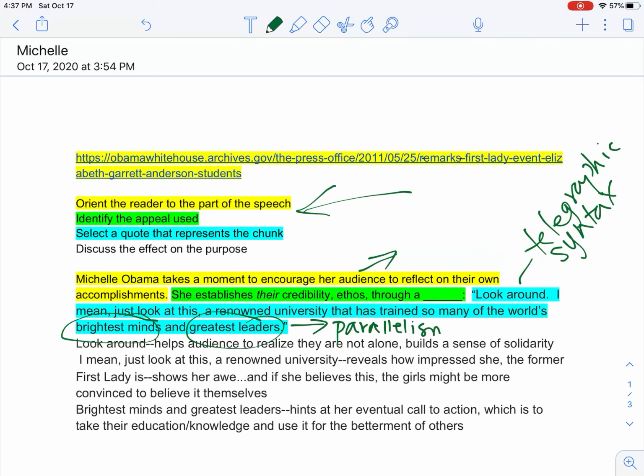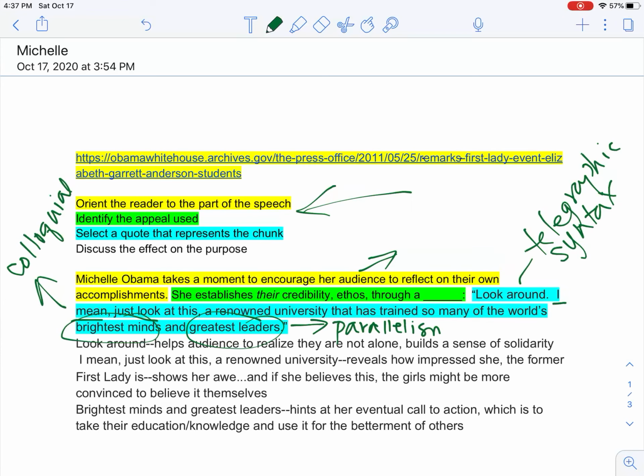And she even, I mean, just look at this. So this wording is very conversational. It's what we call colloquial. Here she is at this kind of formal event, but she says, I mean, just look at this. And the effect of that is to show the awe that she has. And the effect of her awe is that she is Michelle Obama.